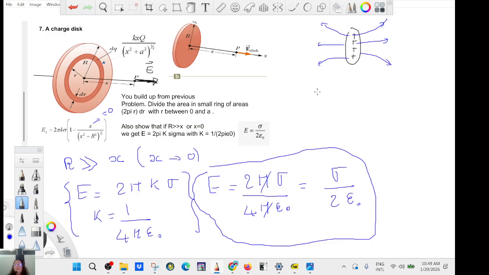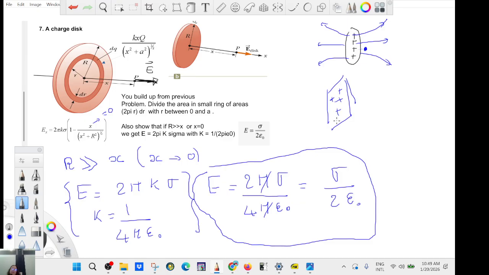Because if you are very close to it, do you agree that you cannot even tell that it has the shape of a disk? You cannot tell because it's so far. Imagine you are a little bug here. You cannot even tell how far it goes, so you don't know what shape it has. So it's going to be true even if you have something like this.